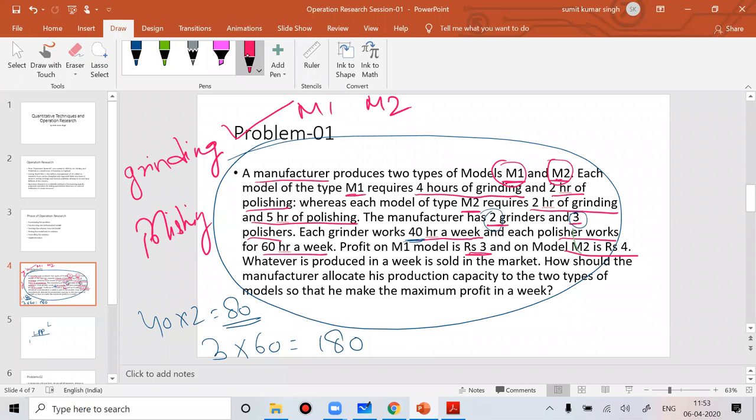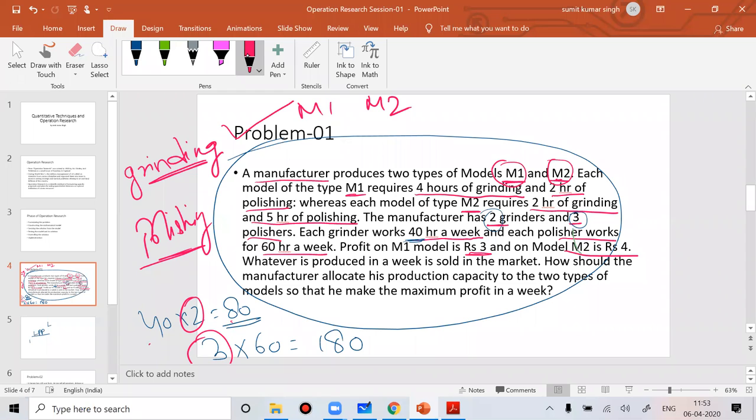One is M1 and M2. These two models, when you're manufacturing, they go through two processes. One is grinding and another one is polishing. And they've given you the time, how many hours they need for grinding and polishing, and how many grinders they have. So they have two grinders and they have three polishers.